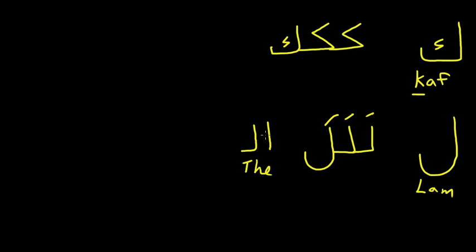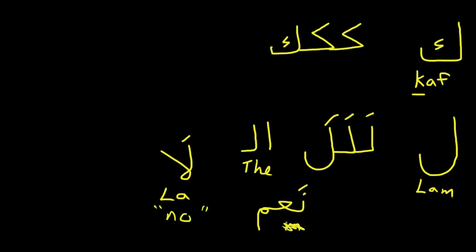And whenever you write a lam and then an alif, it actually looks different. It looks like this. So this is la. This actually means no. In Arabic, you'll hear it all the time. If you want to say yes, it's na'am. I knew how to say no in Arabic way before I learned how to say yes. So this is na'am. So just for further notice.